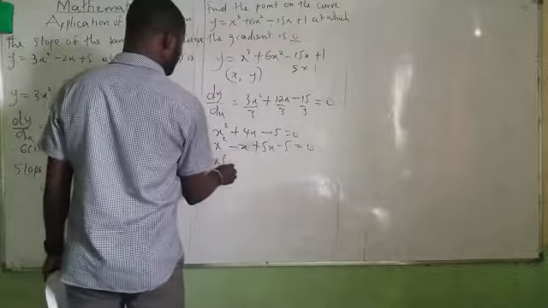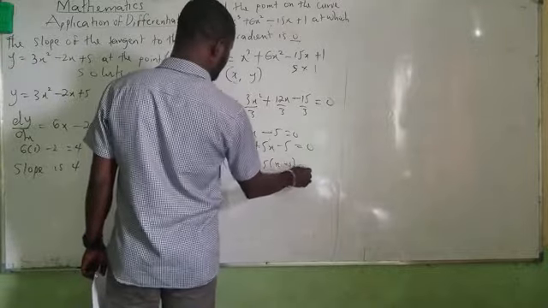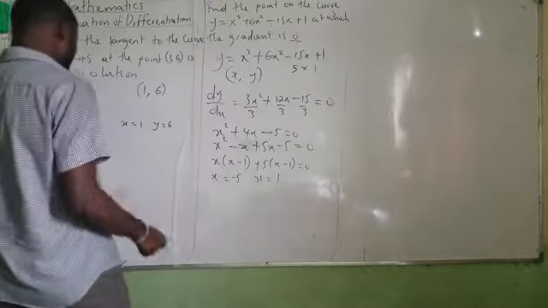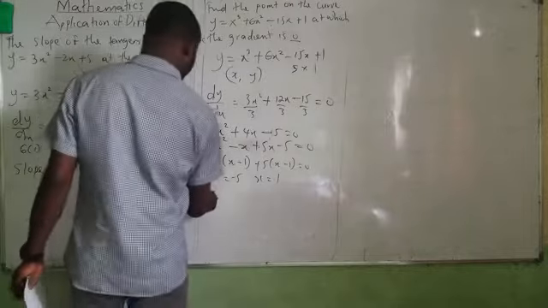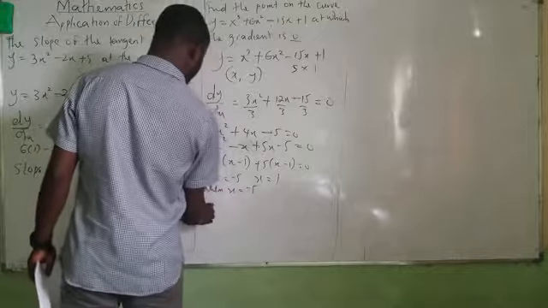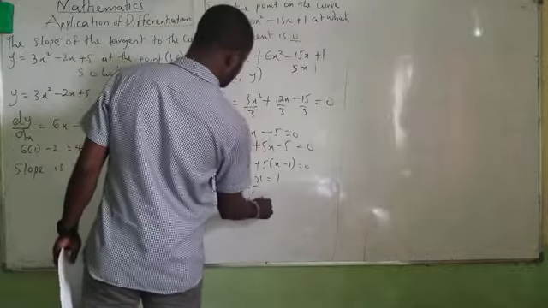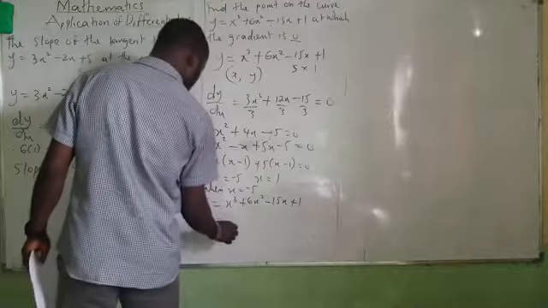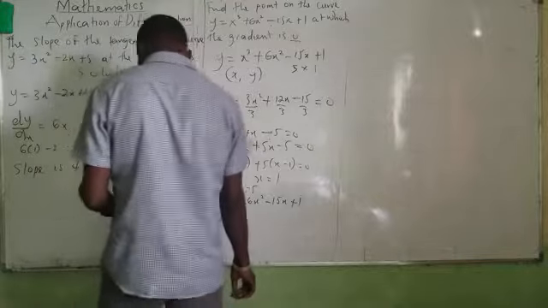Now, this will be x bracket of x minus 1 and plus 5 bracket of x minus 1 equals 0. x equals minus 5, x equals 1. I will note that when x equals minus 5, it means y will be equal to x cubed plus 6x squared minus 15x plus 1. Now, I'll be writing minus 125 plus 25 times 6.